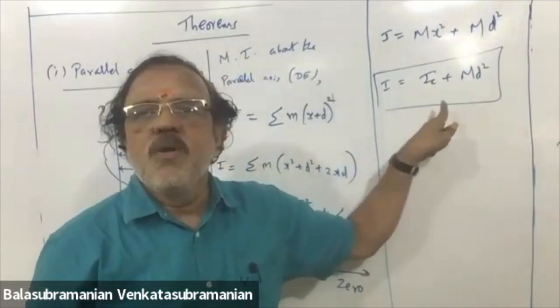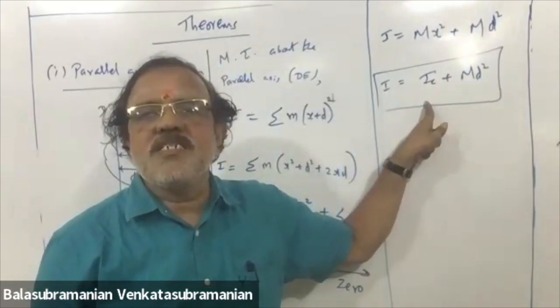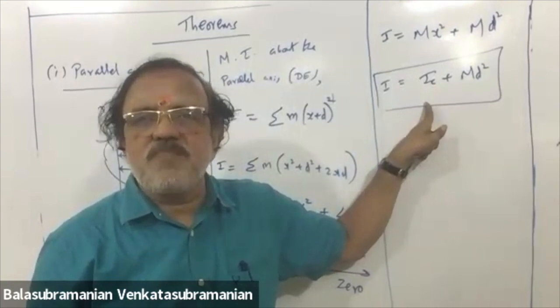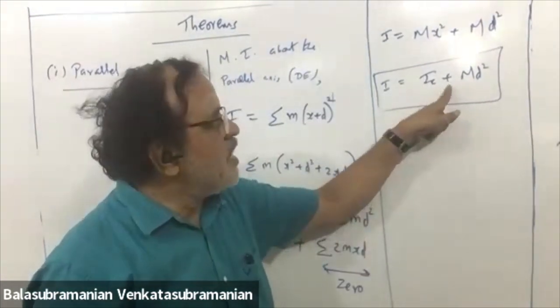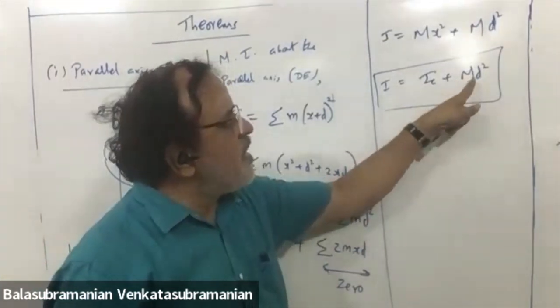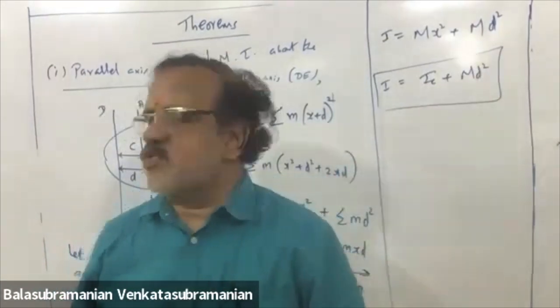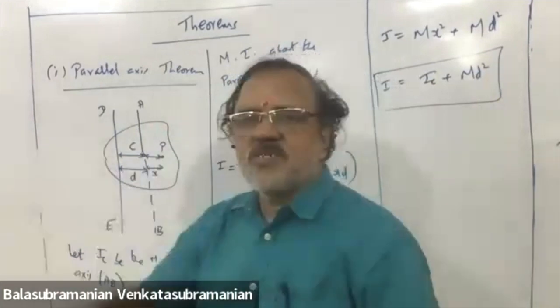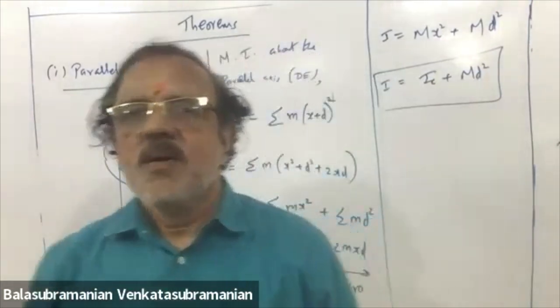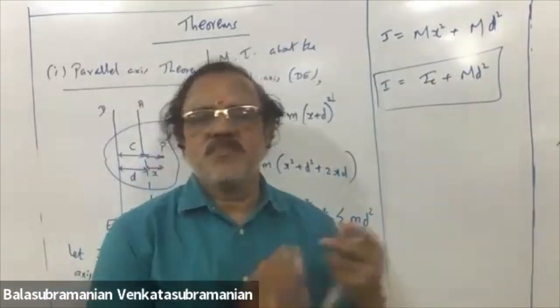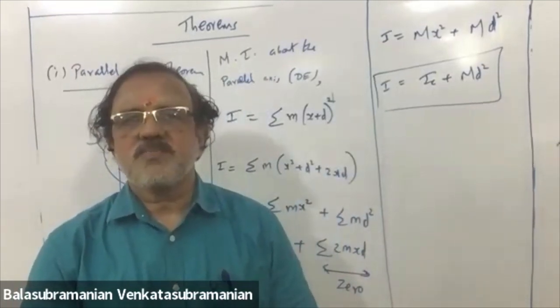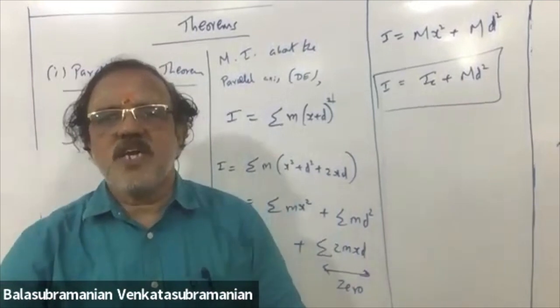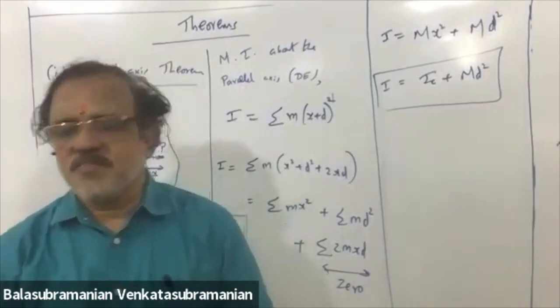Sum of moment of inertia about the center of gravity or center of mass point and the product of mass and square of the distance between the two axes. This is called the parallel axis theorem of moment of inertia. Next, we are going to see the perpendicular axis theorem.